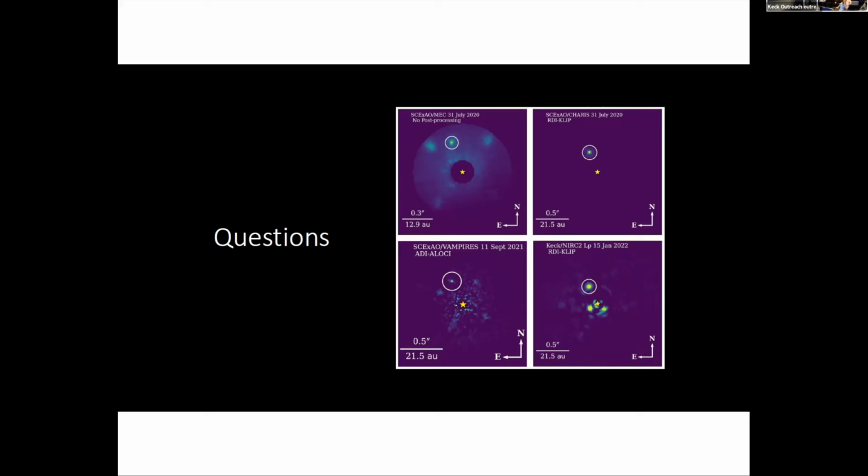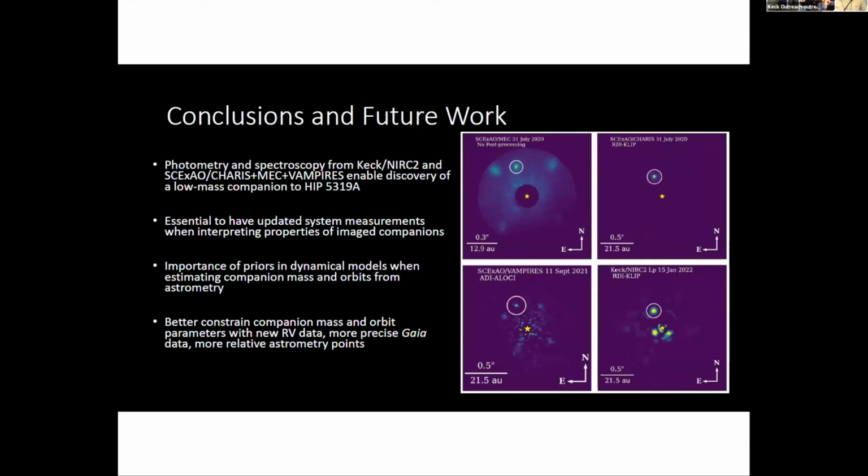So now you have a 3,000 Kelvin object. What is the age of the star? It has to be pretty young to be that hot. Yeah, so that is, if we go back here, essential to have updated system measurements. There is actually a wide range of estimated ages for the star that go anywhere from 8 megayears all the way to 2 gigayears. And so it's not particularly well constrained.